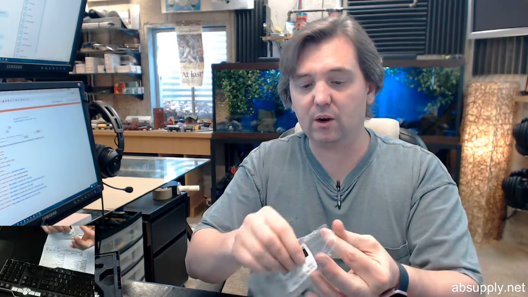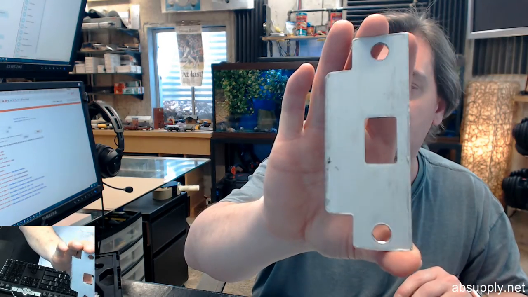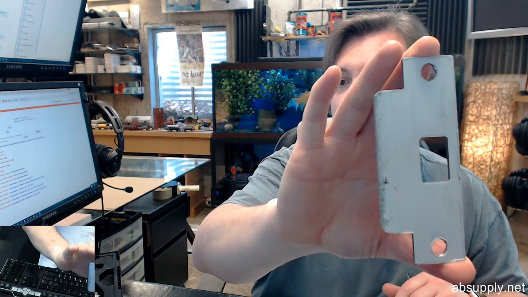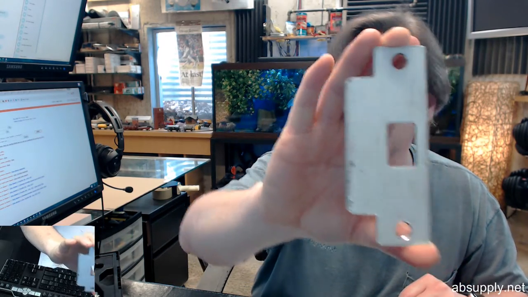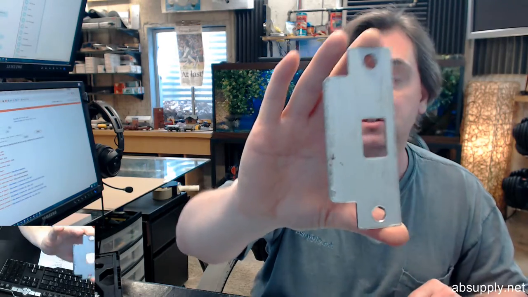Look at the Hager. This is their part number 3929 SC US26D. This is an ASA strike for a deadbolt, for their 3200 series deadbolt.